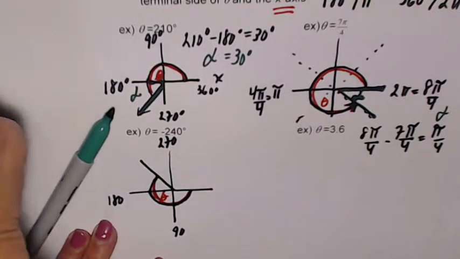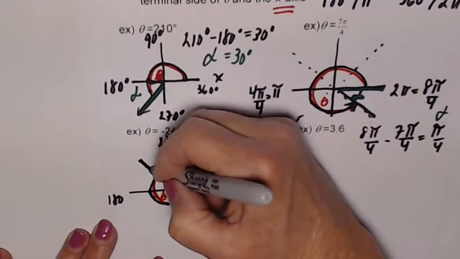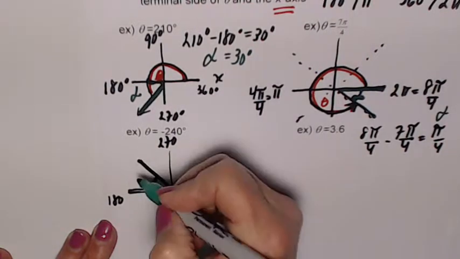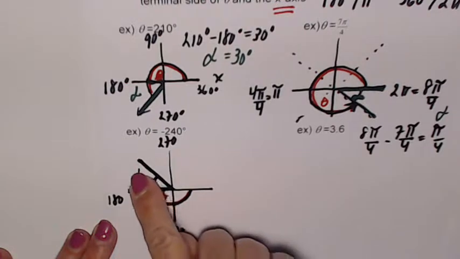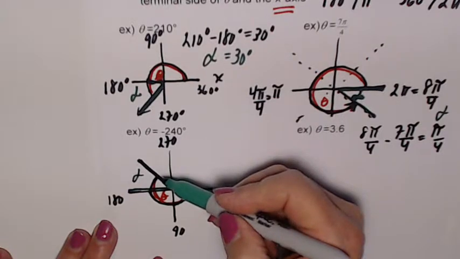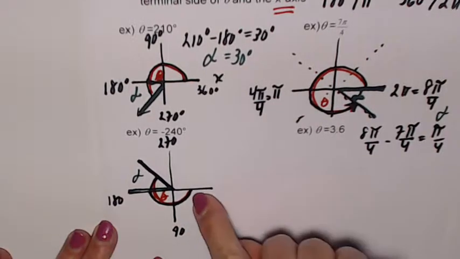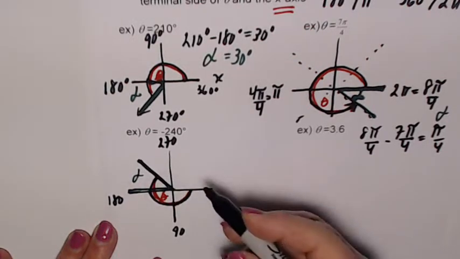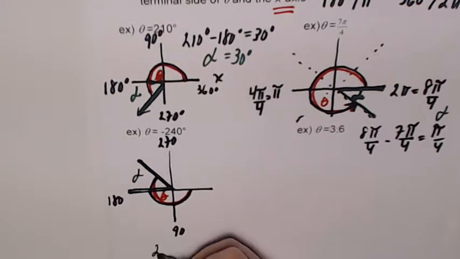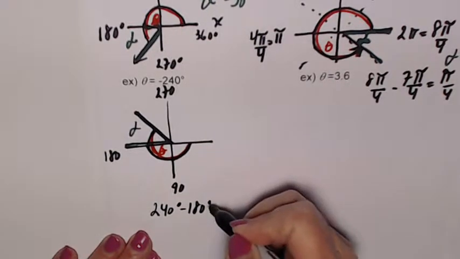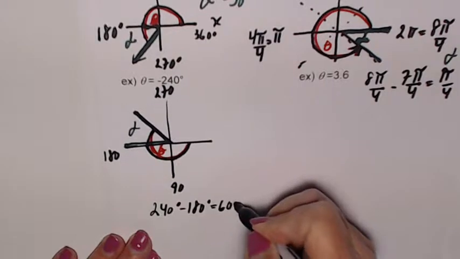To create our reference angle, we look at the angle between the terminal side of our theta and the x-axis. So in this case, our reference angle, our alpha, is this angle in here. How can we calculate what this is? Well, we see we went 180, and then to figure out this little bit more, we take our 240 degrees, minus the 180 degrees, which gives us 60 degrees.